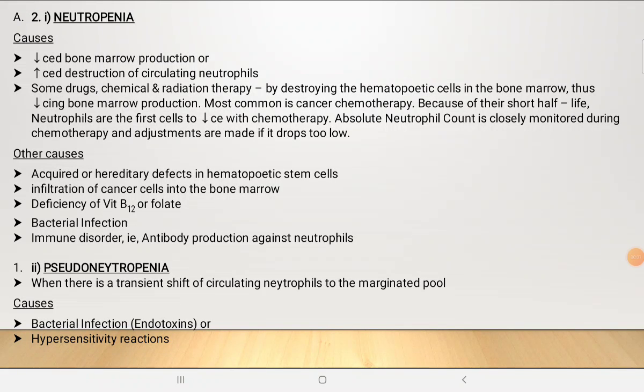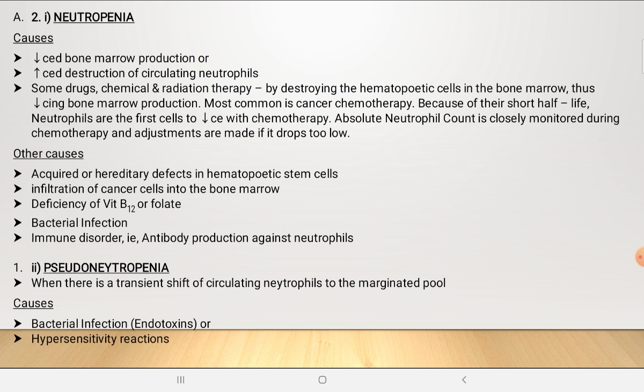Now, when we speak about neutropenia, neutropenia is a decrease in the neutrophils from the reference range. Causes of neutropenia include decreased bone marrow production, that is, within the bone marrow itself the neutrophils that are produced are decreased, or increased destruction of the circulating neutrophils within the blood, where the neutrophils have been released into the circulation and are then destroyed within the circulation itself.